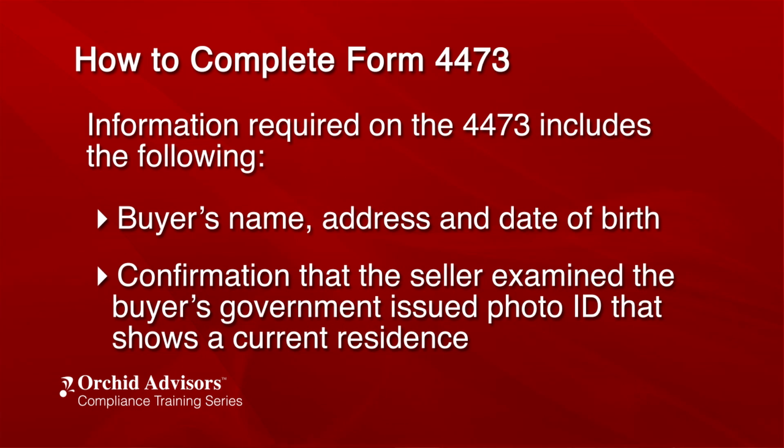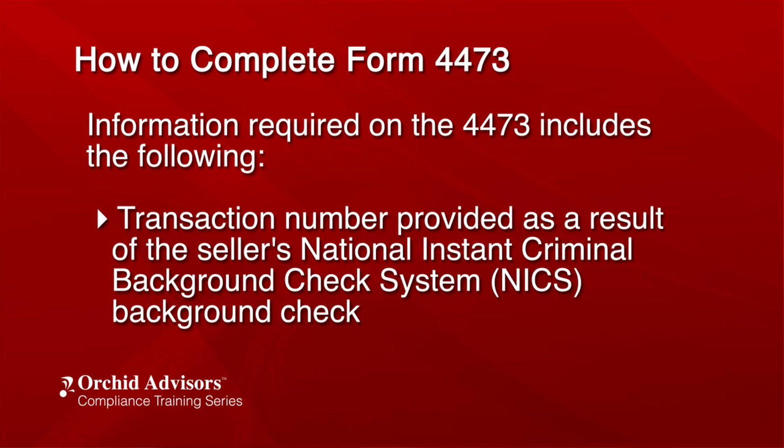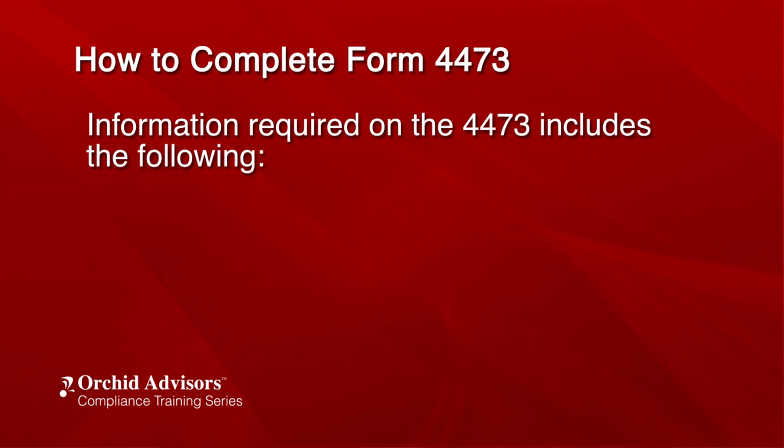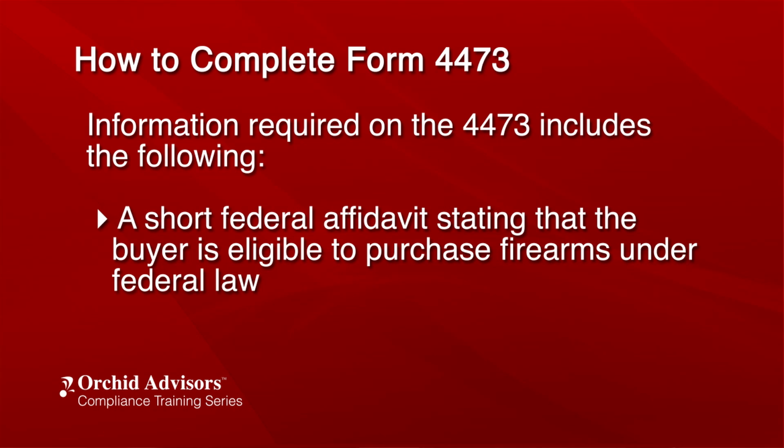Confirmation that the seller examined the buyer's government-issued photo ID that shows a current residence. Transaction number provided as a result of the seller's National Instant Criminal Background Check System, NICS, background check. Make, model, and serial number of the firearm. A short federal affidavit stating that the buyer is eligible to purchase firearms under federal law.